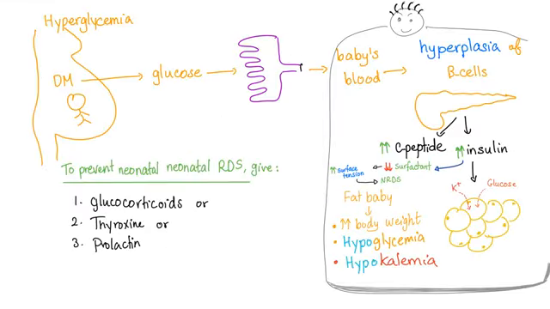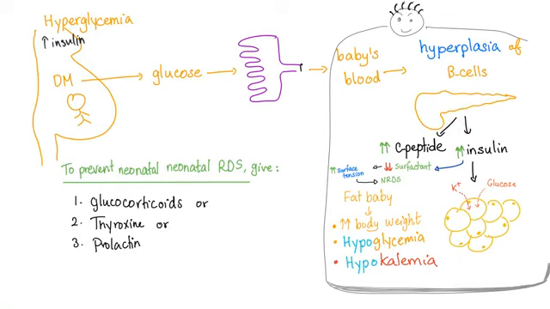Here's the story of the diabetic mother. Here is mommy with hyperglycemia. If she has type 2 diabetes, probably insulin is normal or increased. If she is type 1, insulin is decreased. Okay, only the glucose can pass through the placenta, the insulin cannot. Glucose passes through the placenta, goes to the baby's blood. Baby is going to respond. Hyperplasia of the beta cells in the islets of Langerhans in his pancreas, leading to increased insulin secretion.